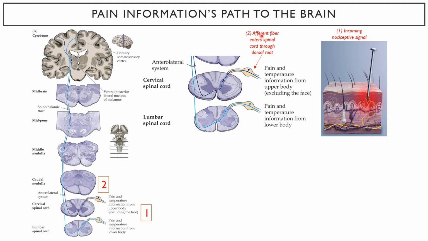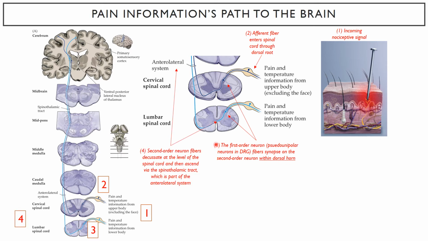So afferent fibers are synapsing there onto these neurons. The first thing we have is the nociceptive signal causing an action potential to then synapse onto those second order neurons within the dorsal horn. These second order neurons, like I said, decussate and then go up the spinal cord. The path that they take up the spinal cord is called the spinothalamic tract. This is part of the anterolateral system, but the spinothalamic tract is the main important part there. So this is one tract within the spinal cord.